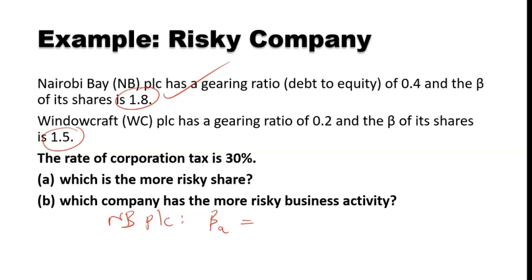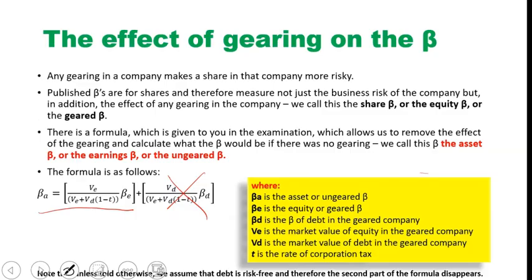So the VE, remember we are given the debt to equity ratio of 0.4. The debt to equity ratio of 0.4, and we have the formula here.